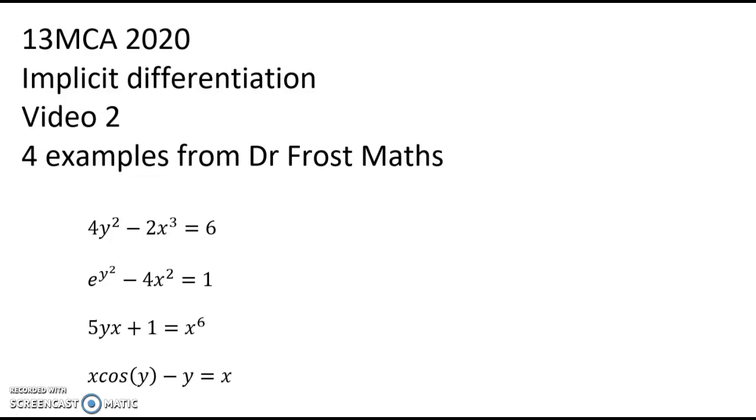So the idea with implicit differentiation is that we want to differentiate with respect to x, but sometimes we have terms that have got a variable that's not x. So we differentiate with respect to that variable, which will usually be y, and then we use the chain rule. So let's start with problem 1.